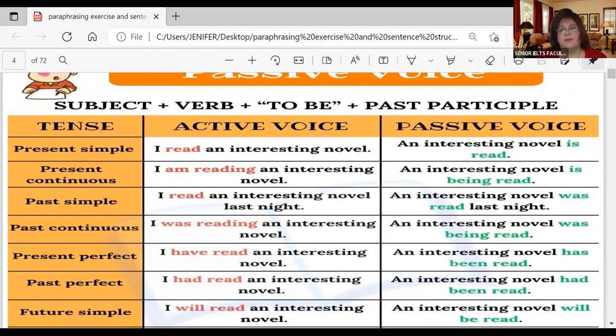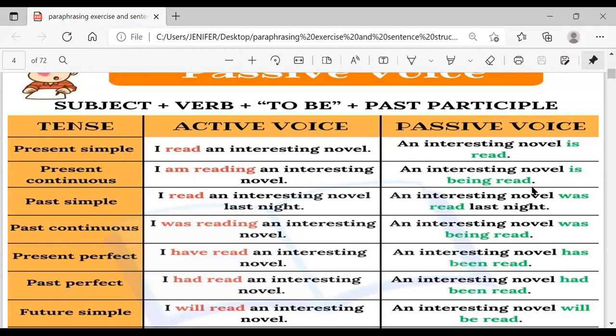Let us look at the table. Tense, it is not necessary, children, that passive voice will always come in past tense. It can be in any tense. In present simple: active voice, I read an interesting novel. Passive voice, an interesting novel is read. Present continuous: I am reading an interesting novel. Passive voice, an interesting novel is being read. Okay?